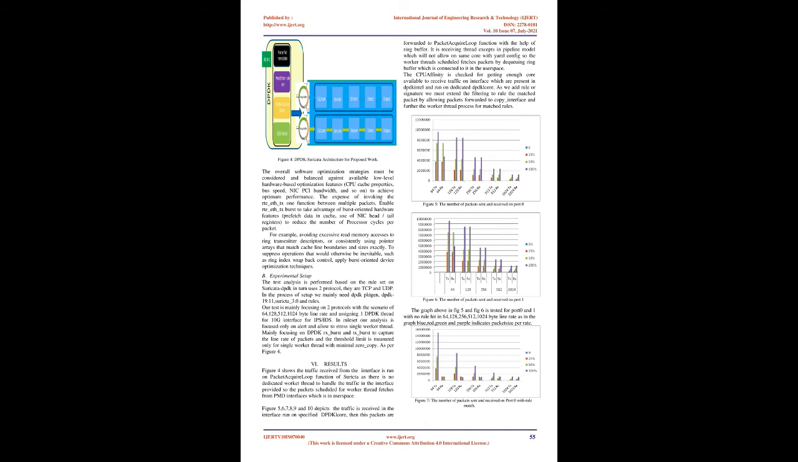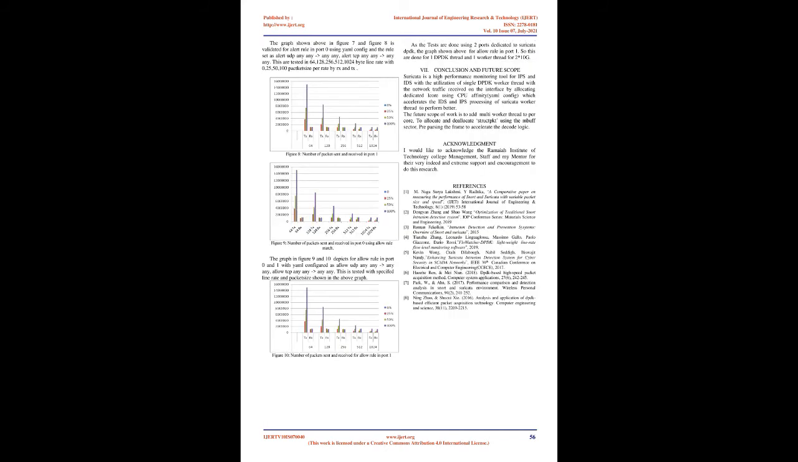For example, avoiding excessive read memory accesses to ring transmitter descriptors, or consistently using pointer arrays that match cache line boundaries and sizes exactly. To suppress operations that would otherwise be inevitable, such as ring index wrap back control, apply burst-oriented device optimization techniques.